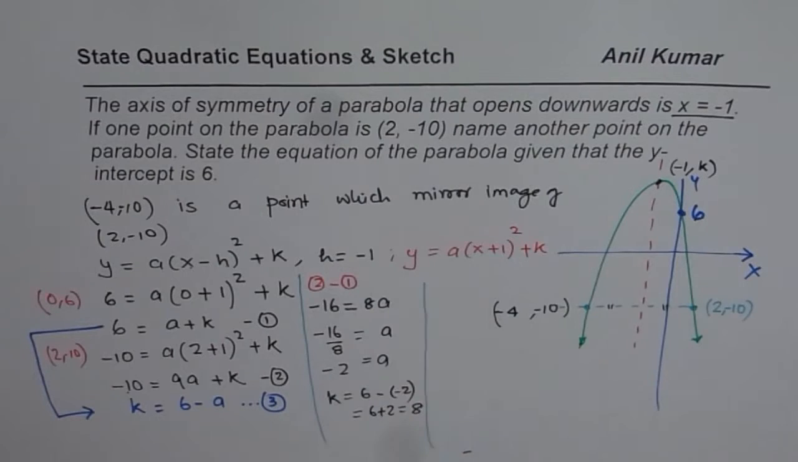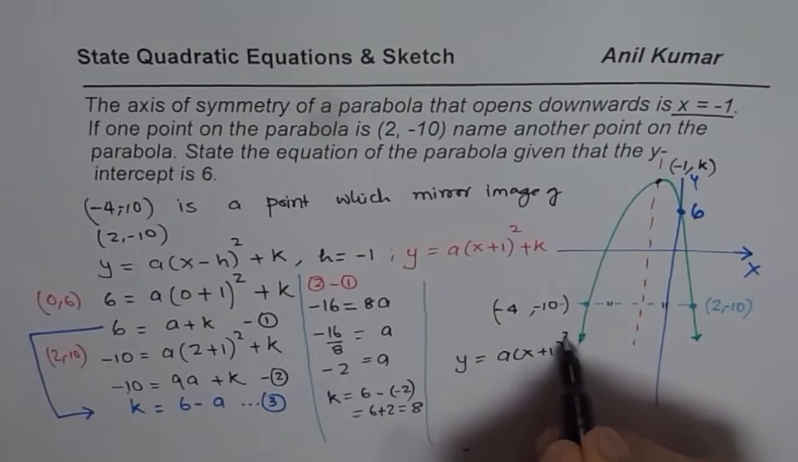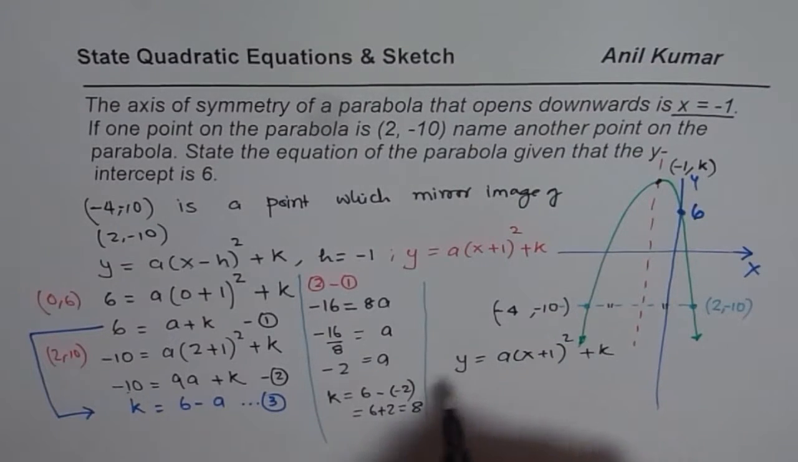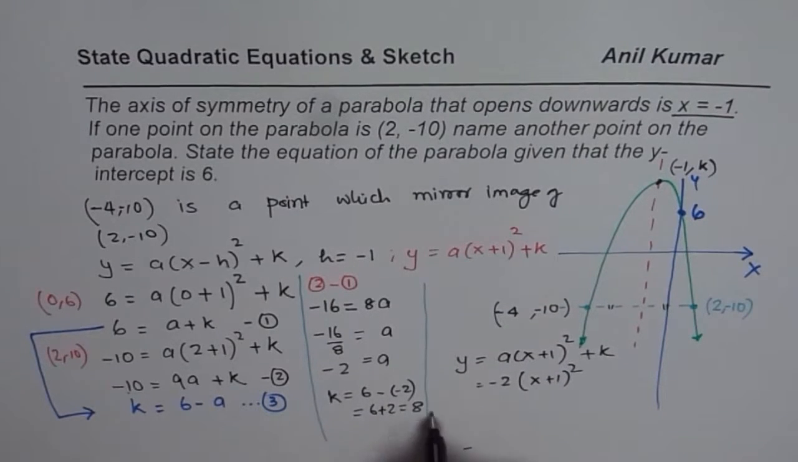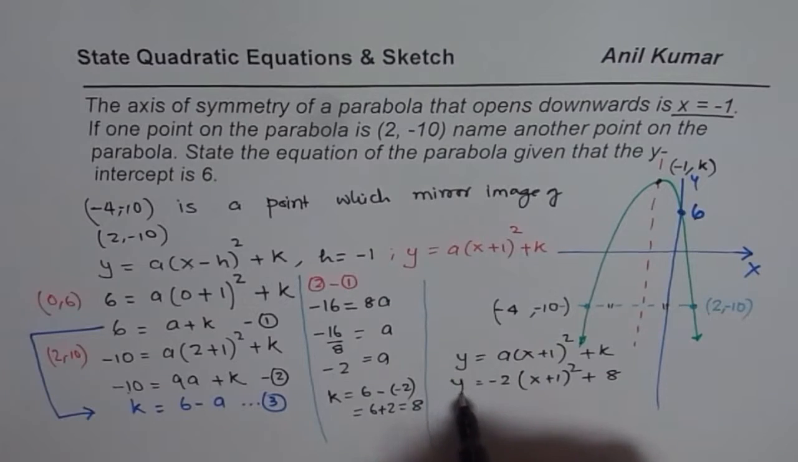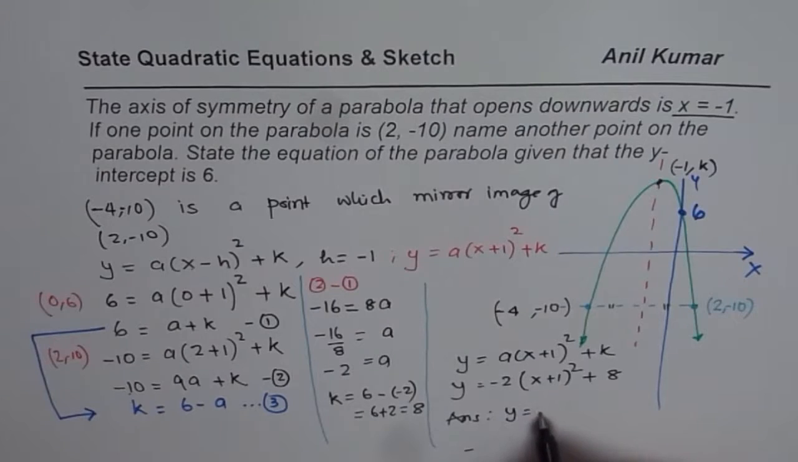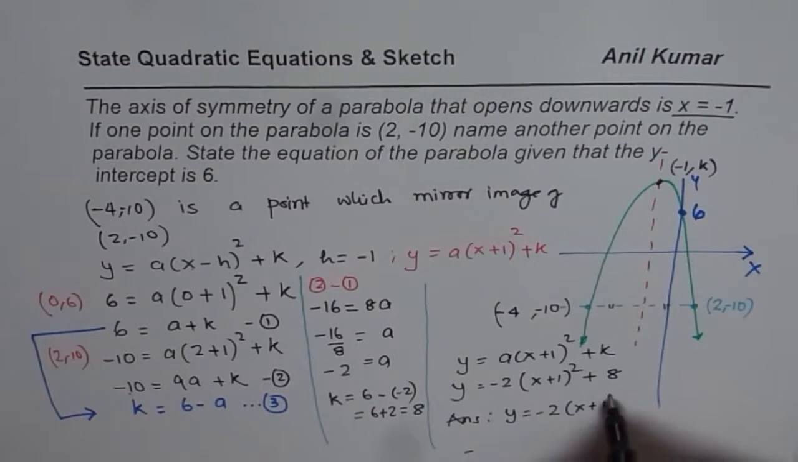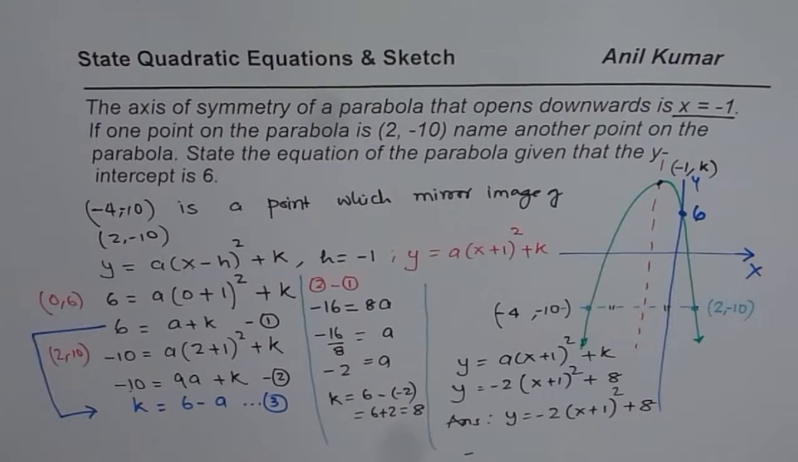Now we have the equation y equals a times (x plus 1) whole squared plus k. Here a is minus 2 and k is 8. So that becomes the final answer: the equation is y equals minus 2 times (x plus 1) whole squared plus 8. That is how you could get the equation of the parabola from the given situation. I hope that really helps. Thank you and all the best.